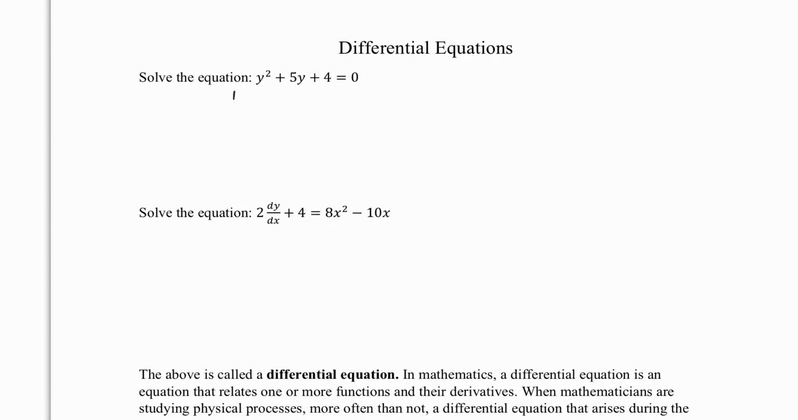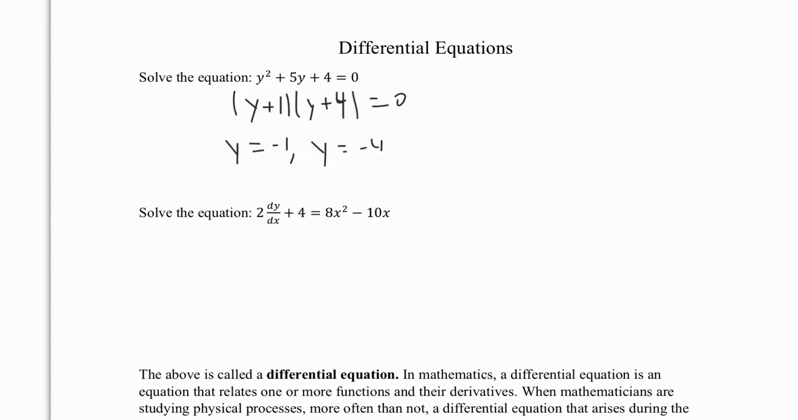Well, a quick factoring will tell us that we have (y + 1)(y + 4) equals 0, which gives y equal to negative 1 and y equal to negative 4. There we go, our two answers. So when we're solving an equation like this, our answer is a number, y equals negative 1 or y equal to negative 4. But what if we were to solve an equation like this?